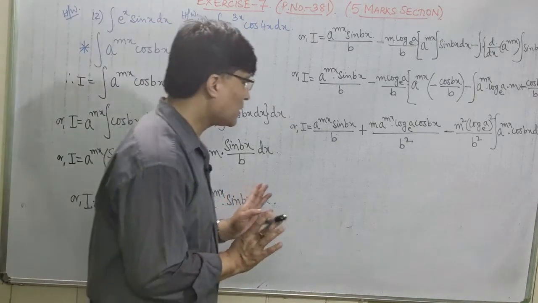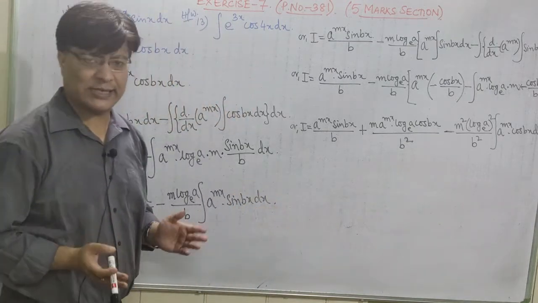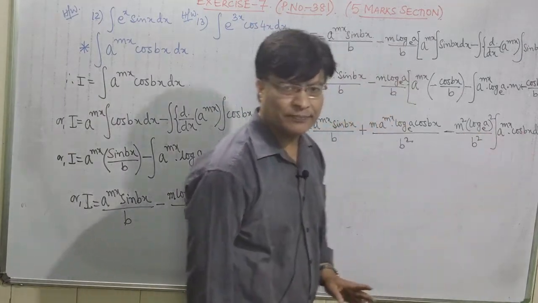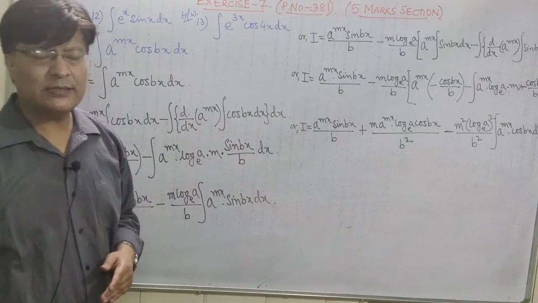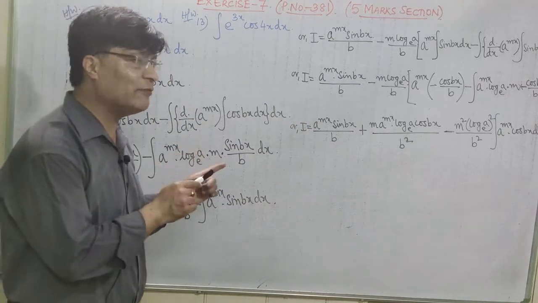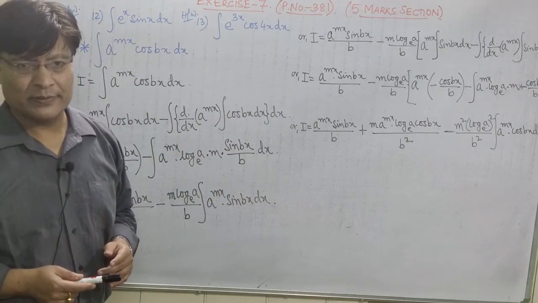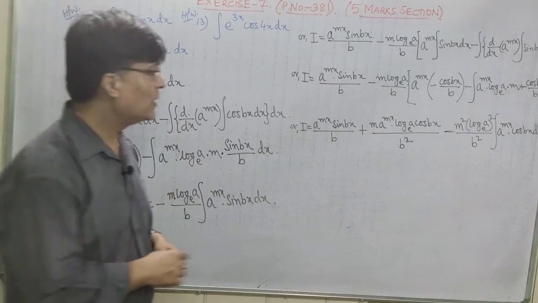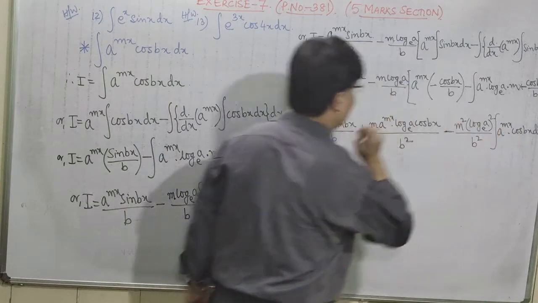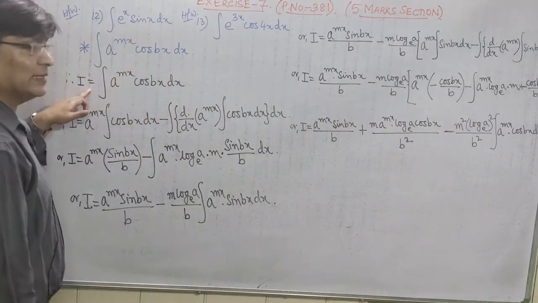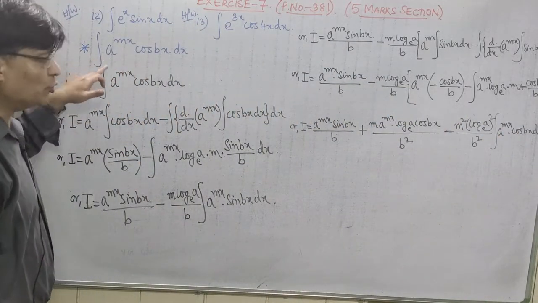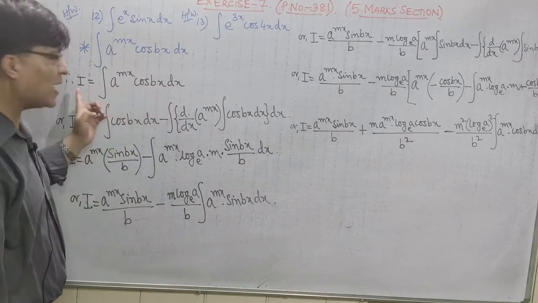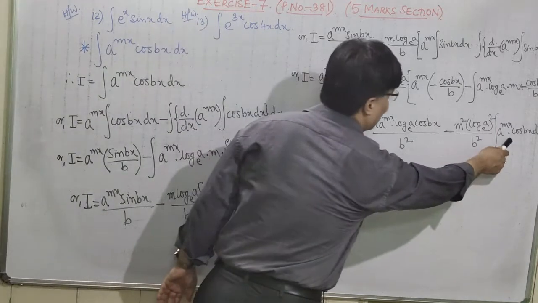Okay. Now what will you do in the next step? Will you again integrate it by parts? If you integrate it by parts again, it will never end. So now instead of this integration, you have to write I. That is, we have assumed the integral of a to the power mx cos bx dx as I. So let us write here I.